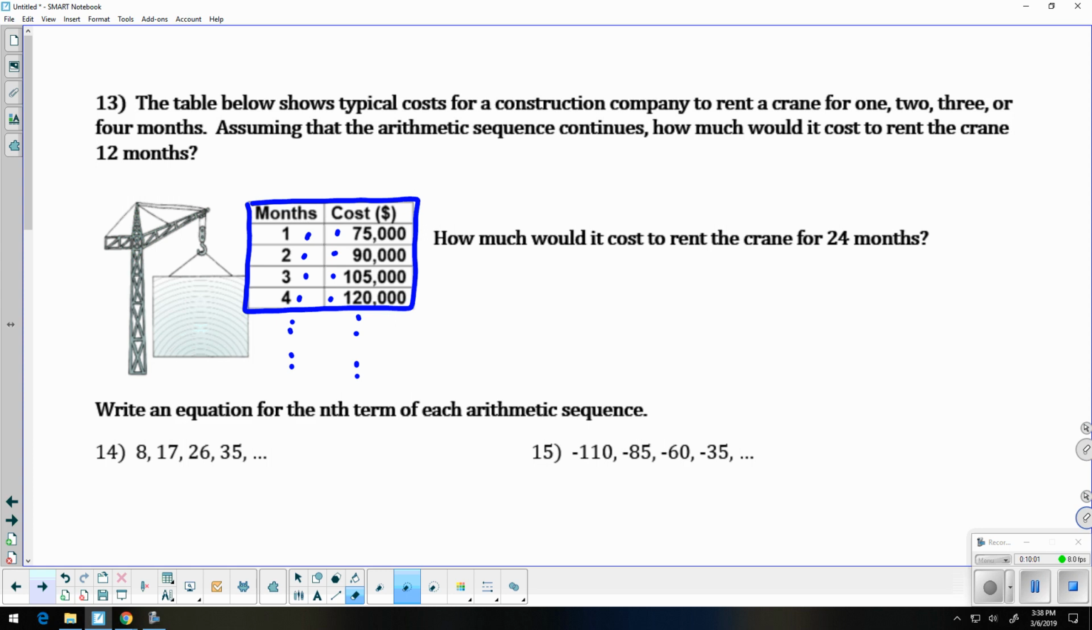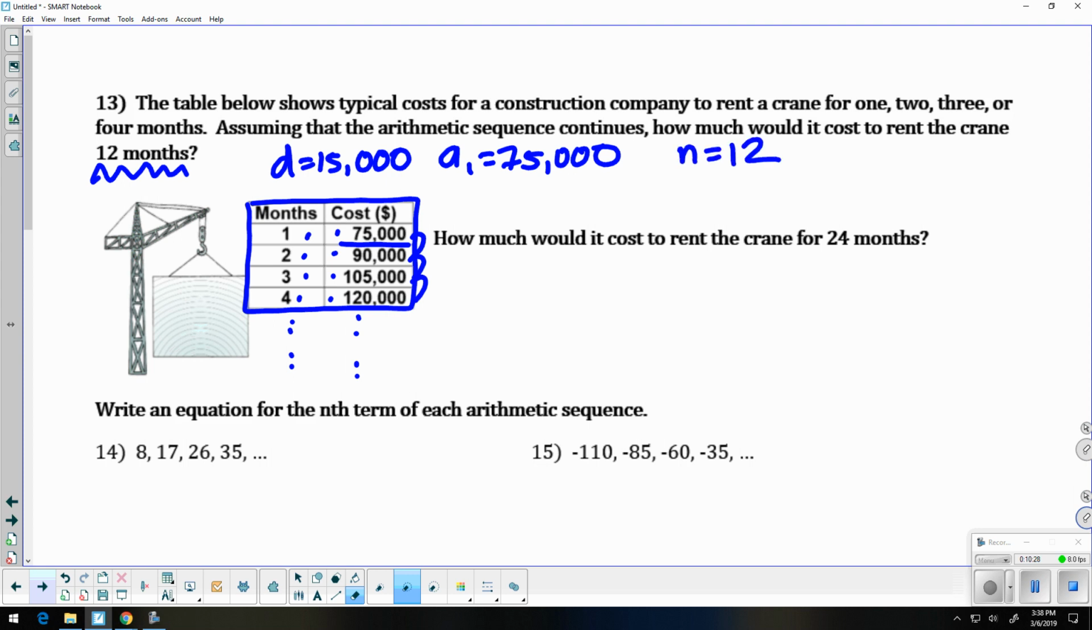Okay, so let's label what we know. Looking at the table, we can see these numbers are going up, and they're going up by 15,000 each time. So that's going to be D, the common difference. We're adding 15,000 each time. We obviously see the first term of the sequence, so that's A sub 1, 75,000. And the last thing we know is we're trying to find month 12. What does that represent? Well, that would be N. We're trying to find the 12th term, basically. That's what we're trying to figure out.